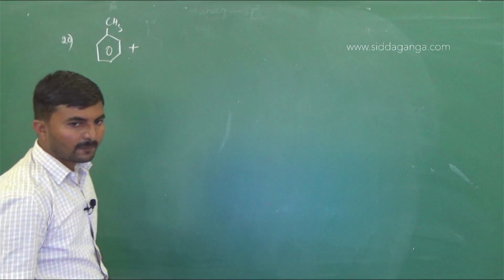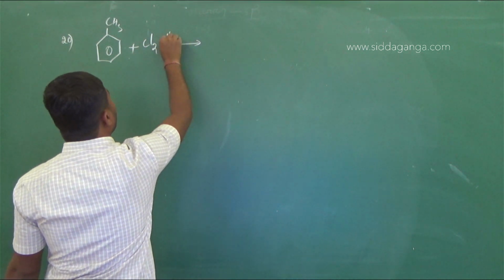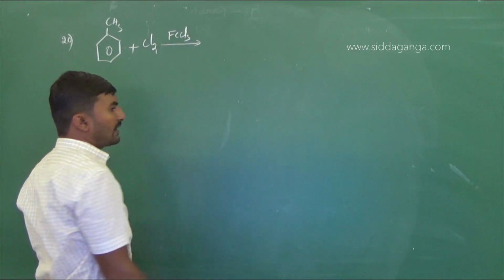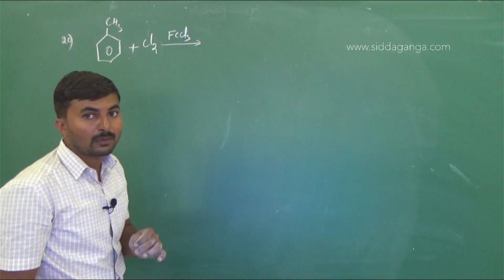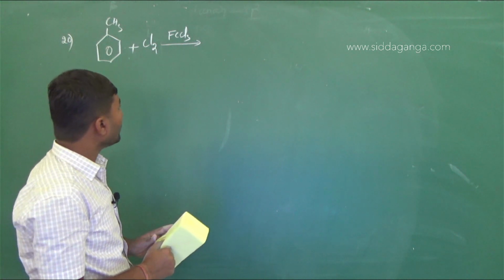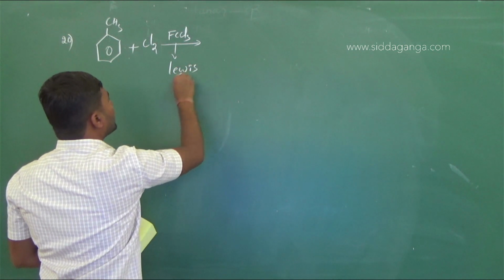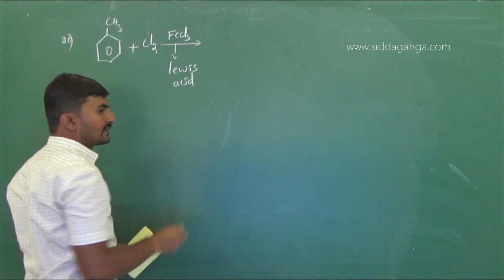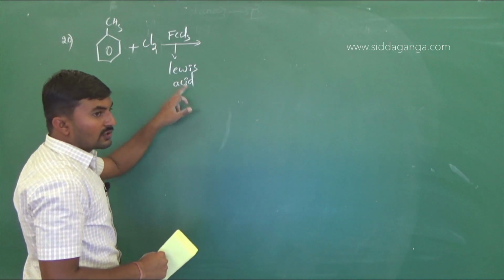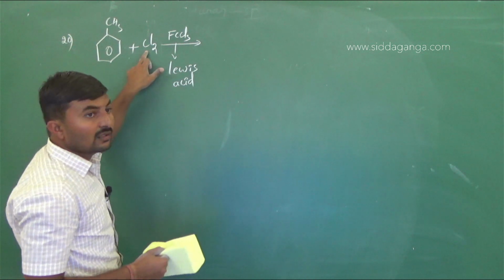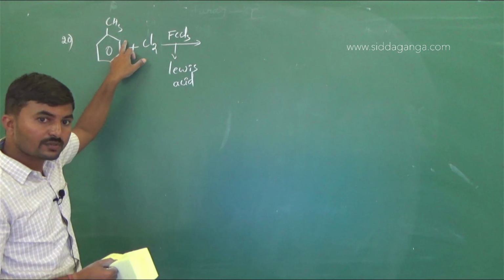So they have given the reaction of toluene and Cl2 in presence of FeCl3. In this type of reaction, we must be aware of the reagents they have given. Here FeCl3 is a Lewis acid. The work of a Lewis acid, which tends to abstract electrons, is to generate a stable electrophile, which can carry out an electrophilic substitution reaction.